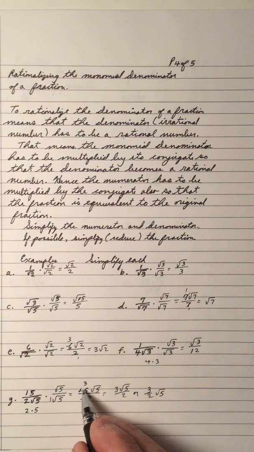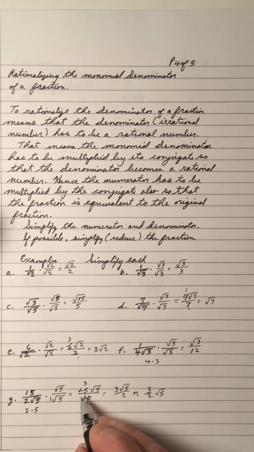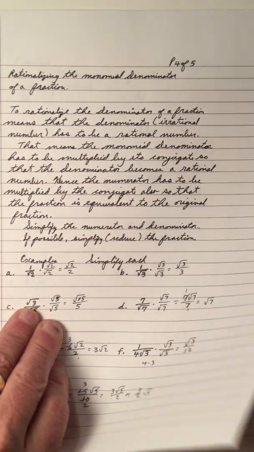But notice that the 10 is cancelled with the 15. You cannot cancel the 10 with the root 5 because this is an irrational number. This is a rational number. You cannot cancel the 5 with this 10. Only rational numbers or integers can cancel.